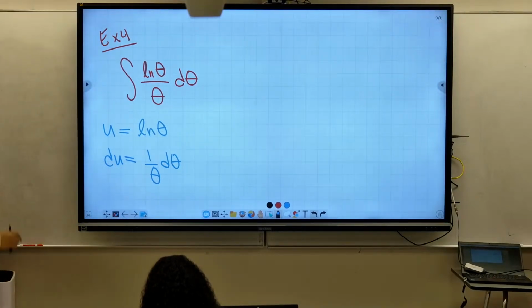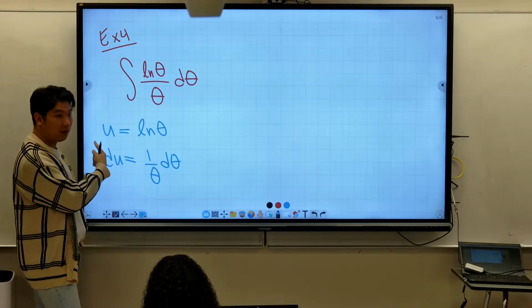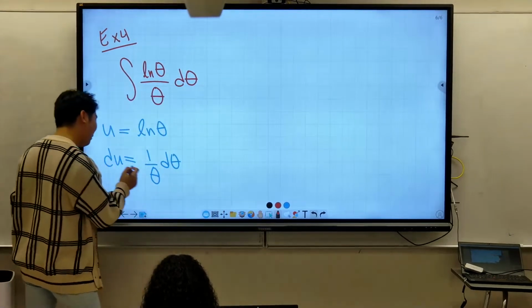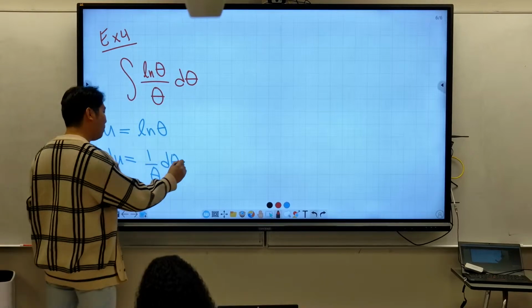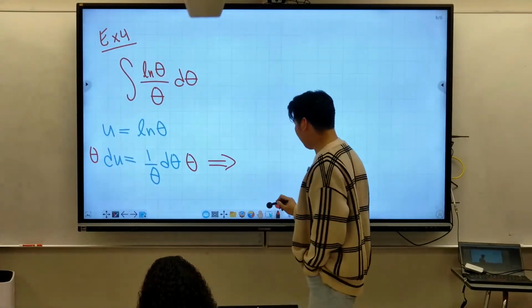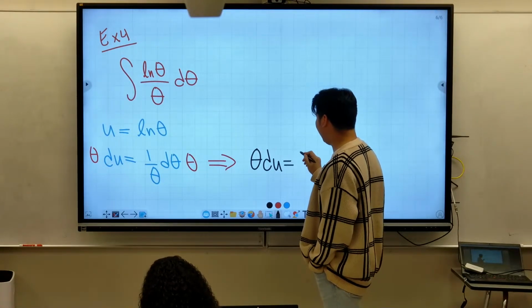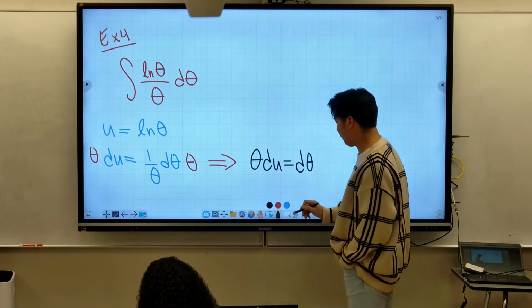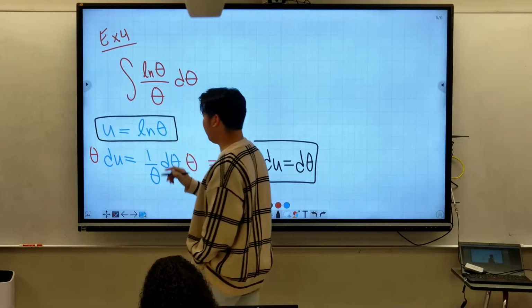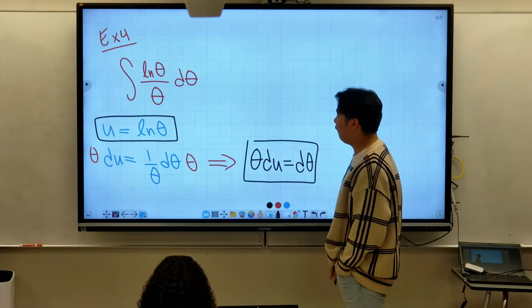And again, just for the sake of continuity, let's go ahead and solve for d theta here. Just get in that habit. To solve for d theta, I can multiply the left and right by theta, giving me theta du is equal to d theta. So I'm going to use this in my original, and let's see if that helps me or not. Hopefully it does.